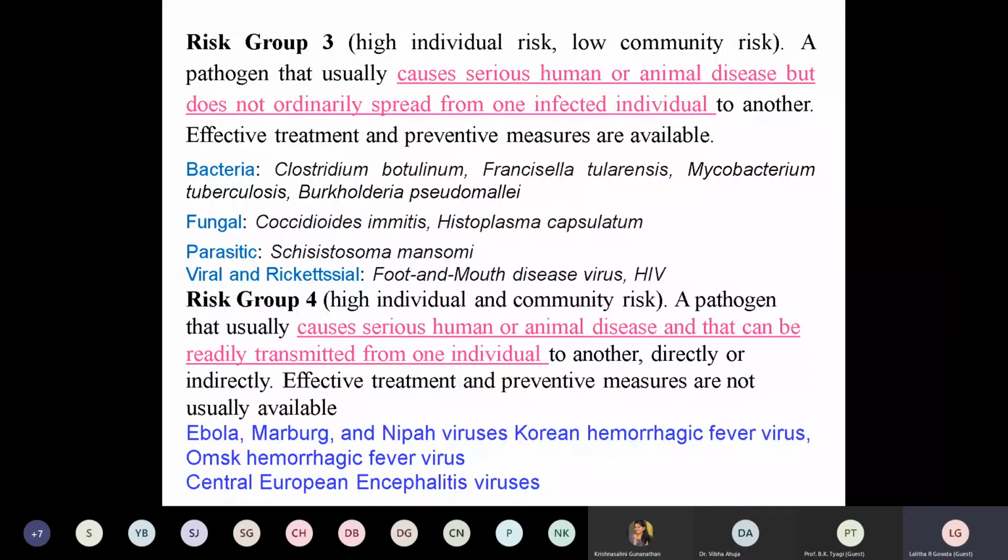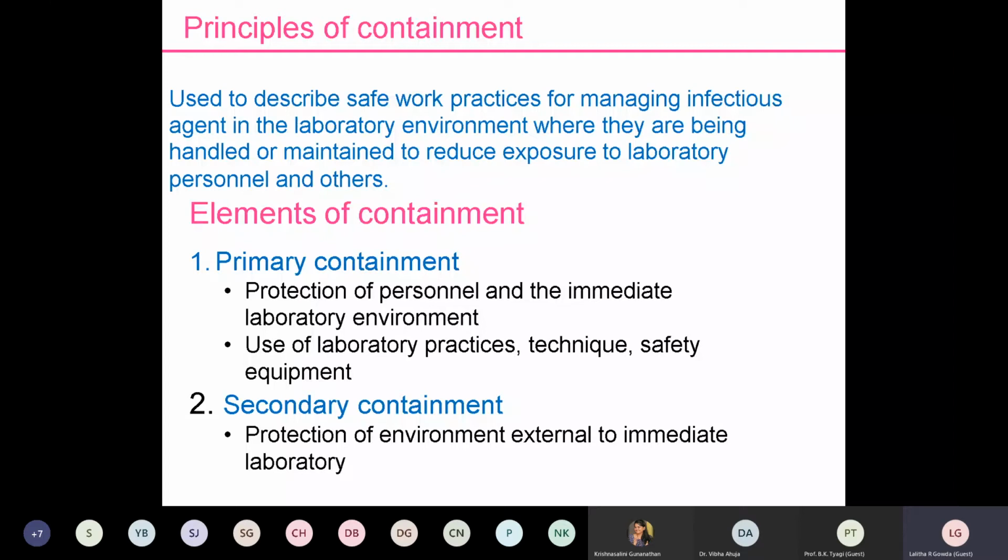So the principles of containment: there are 2 levels of containment. One is the primary containment, that is protecting yourself by using personal protection equipment and the immediate laboratory environment, such as using biosafety cabinets, and of course using good laboratory practices. This good laboratory practice that we explain for the laboratories is not the capital GLP, but the lowercase GLP, which is in the lab. The capital GLP is what OECD says for animal experiments. And the secondary containment is protection of the environment external and immediate to the laboratory.